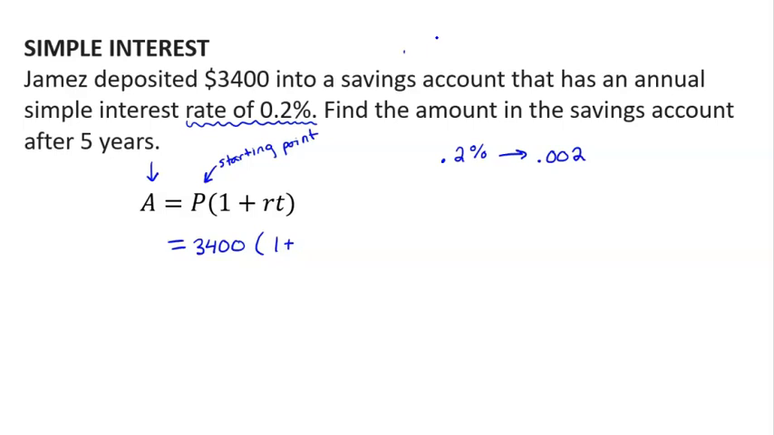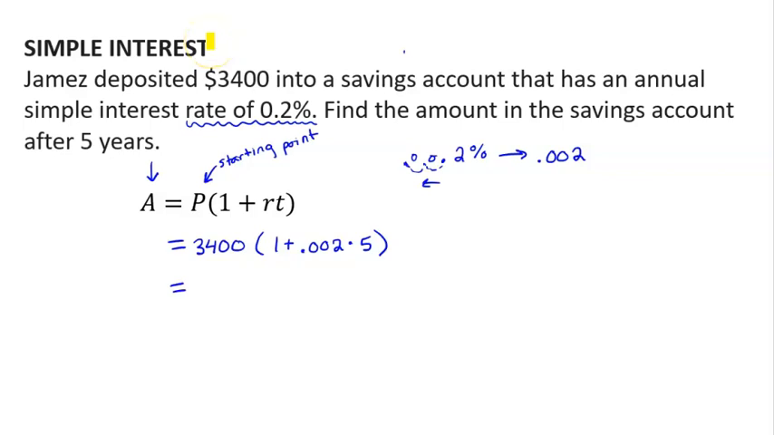Or you should know that if we take the decimal to the left 2 times and fill this in, it would be 0.002. So we have 0.002, and it's going to be that 0.2% for 5 years. So times 5. And then we can go ahead and put that whole thing in our calculator.